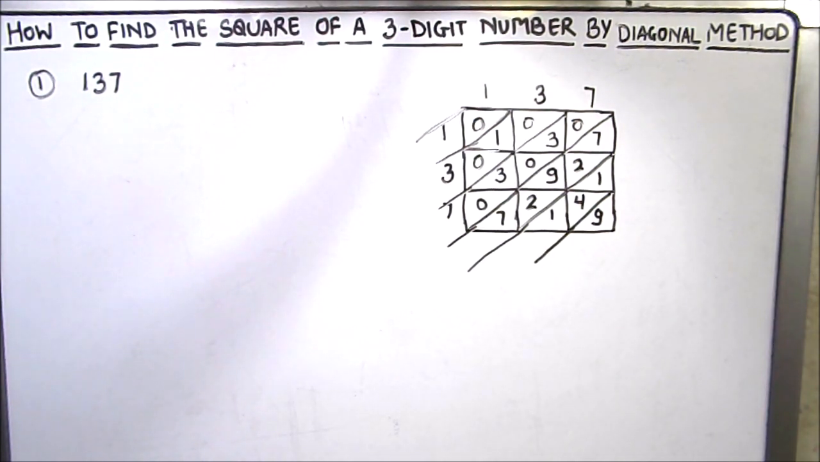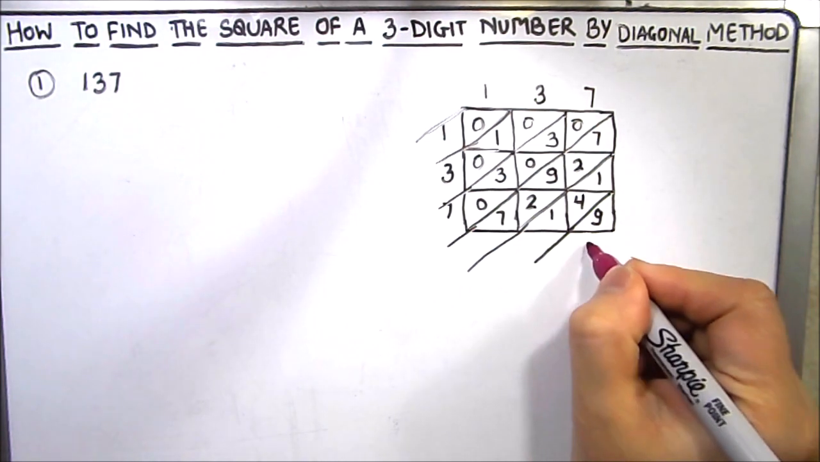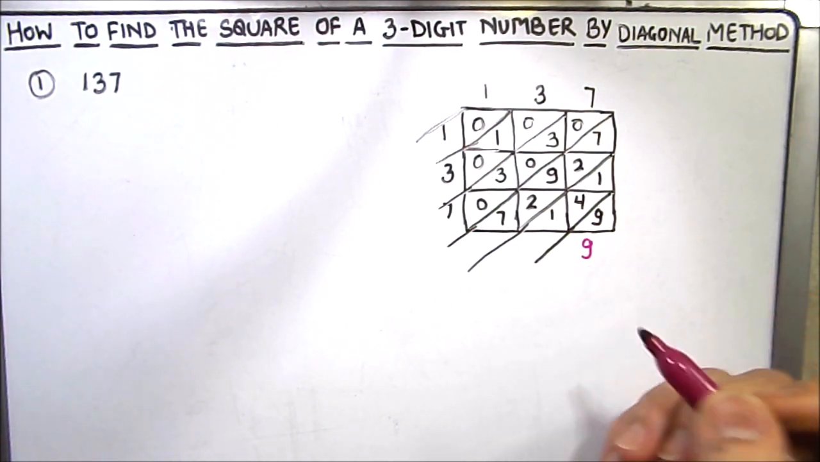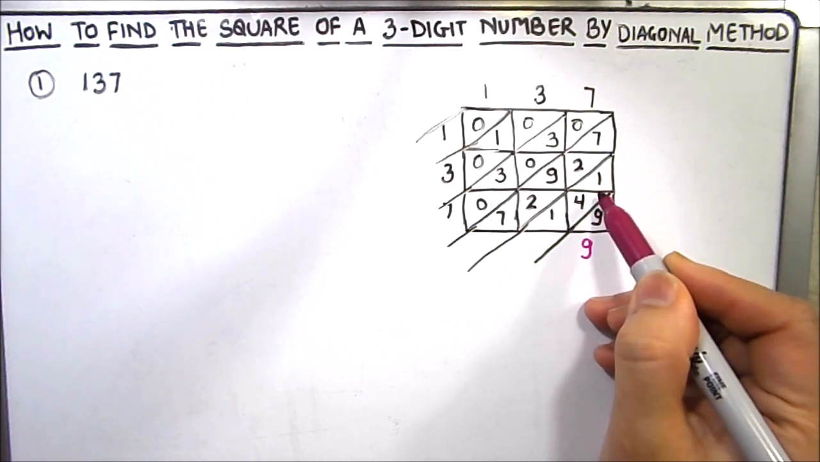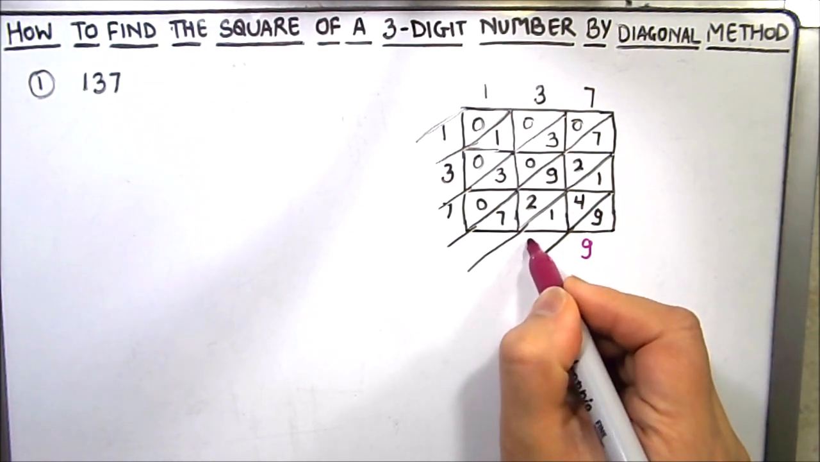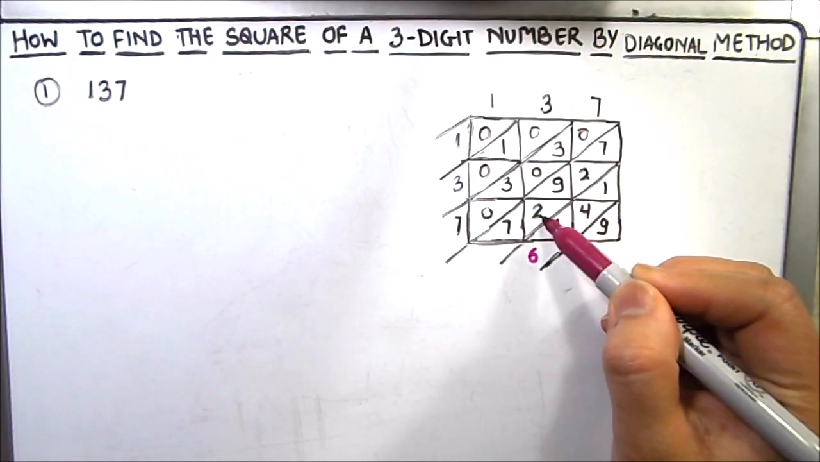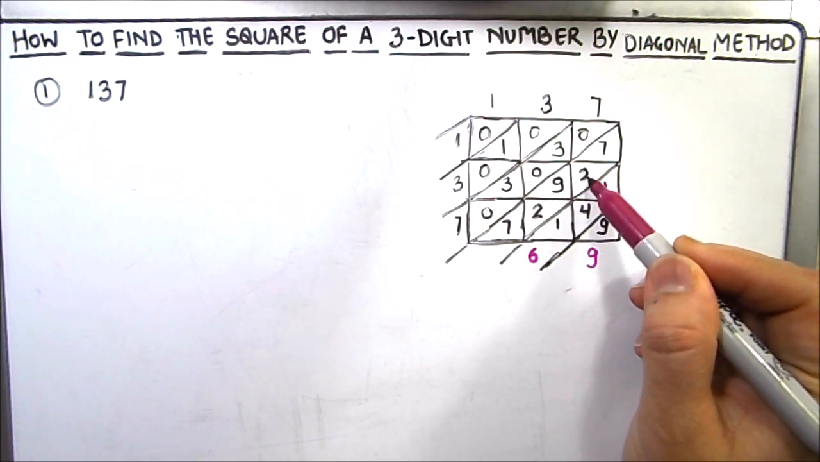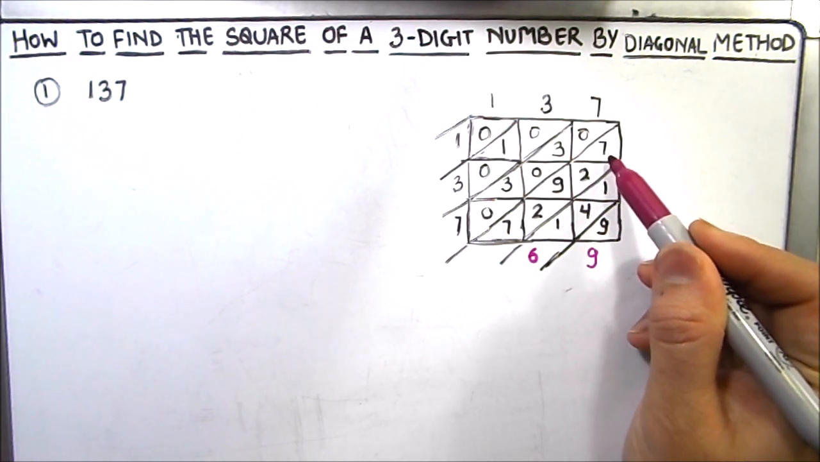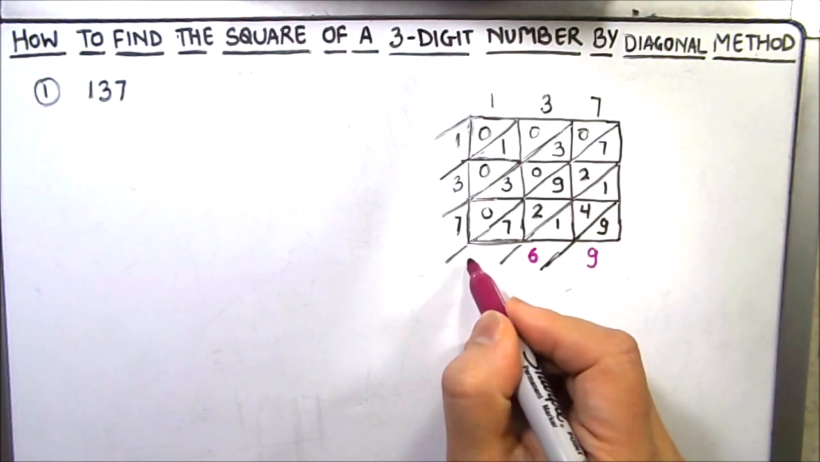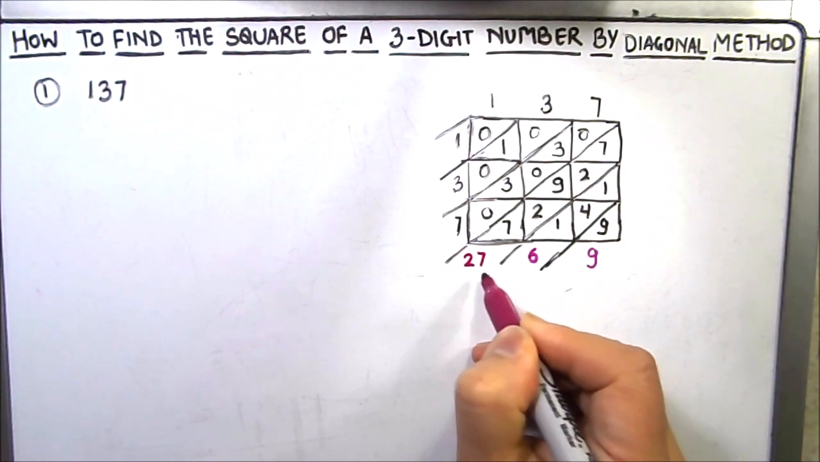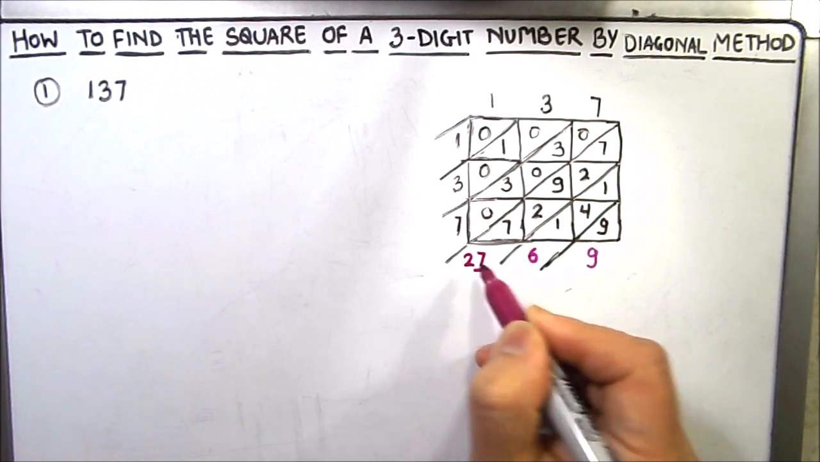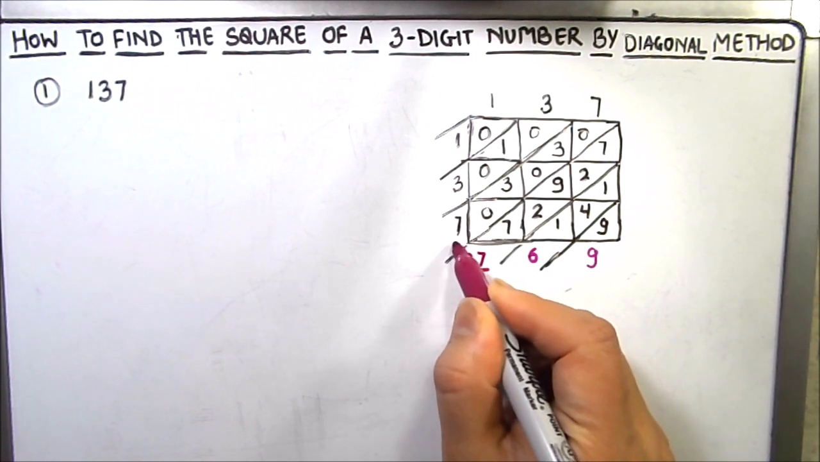I'll use some other color to write. This will be 9. Next, 1 plus 4 plus 1 is 6. 7 plus 2 is 9. 9 plus 9 is 18. 18 plus 2 is 20. And 20 plus 7 is 27. So we will write 27 here and we'll underline 7. And 2 will be carried over to the next place.